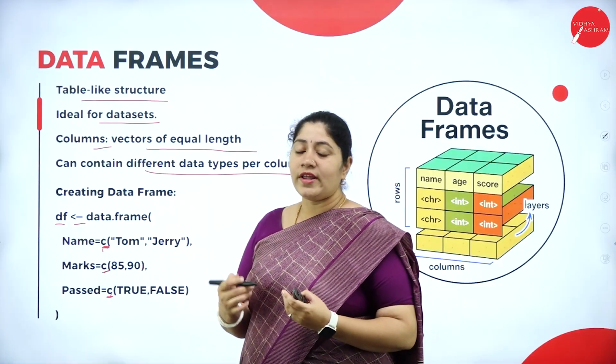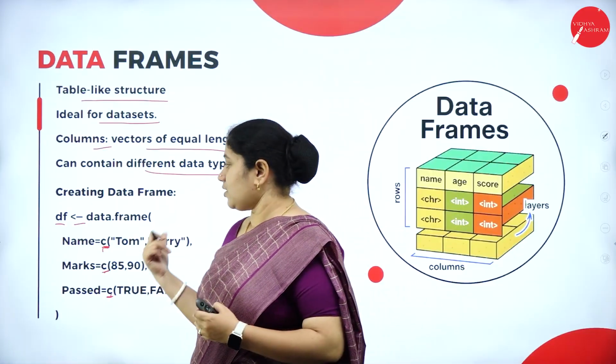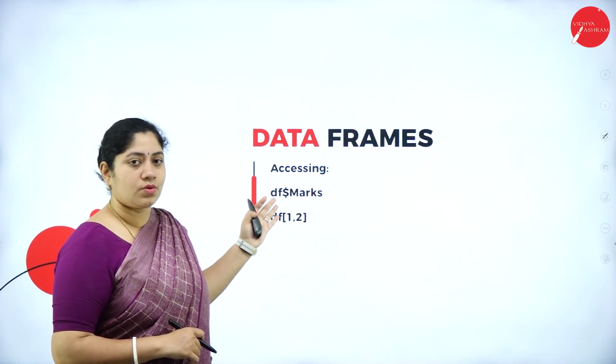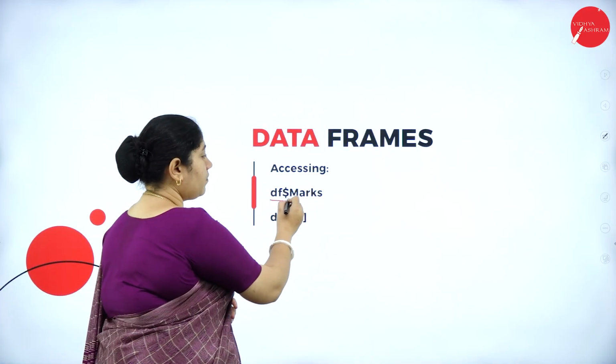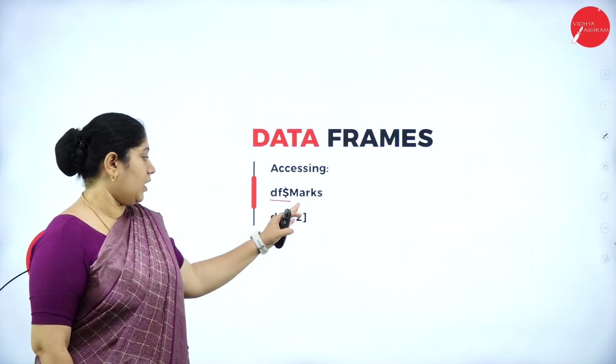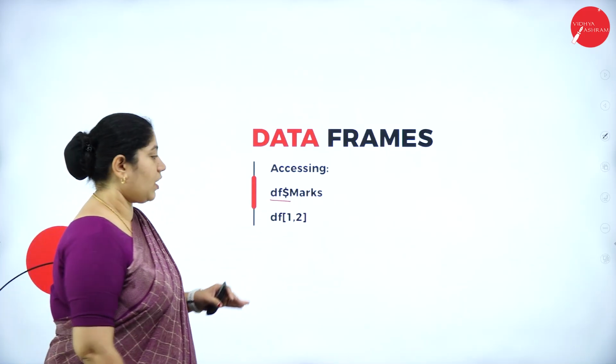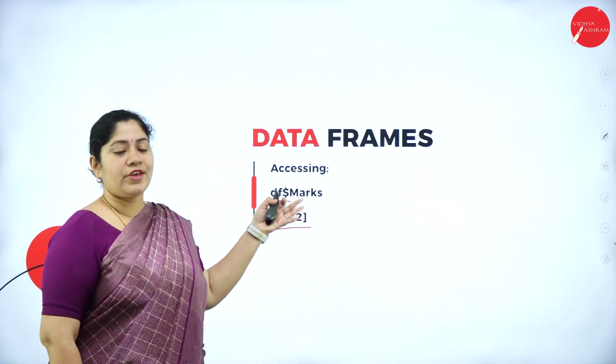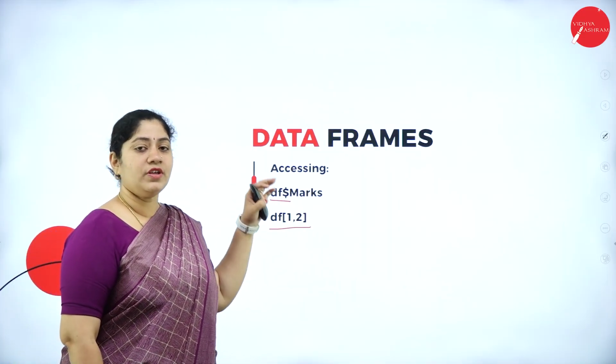Clear? Now let's see how we can access some data from this data frame. Accessing: we use df $ sign of marks. What's the value that we have to give? That's from 1, 2. So this is how we can access the data from the data frame.